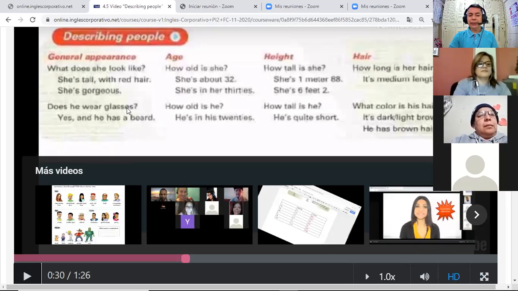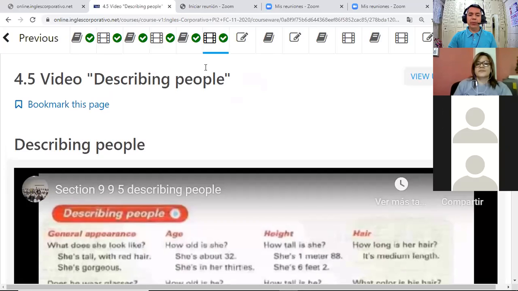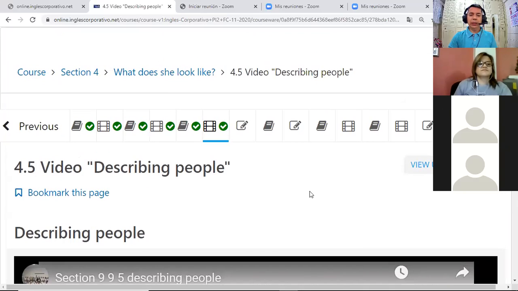Now, yes/no questions. Does he wear glasses? Do you wear glasses? Does she wear glasses? How old is she? How old are they? How old is he? How old is my sister? How tall is she? How tall is he? How tall are they? And how long is her hair? How long is his hair? What color is his hair? What color is her hair? So this is a review. Now let's start making the questions in the platform.